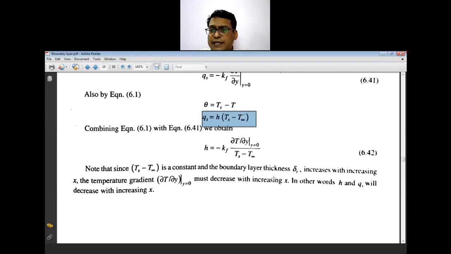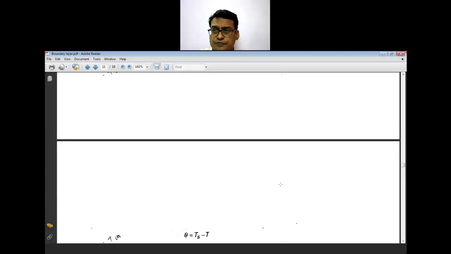Since Ts minus T infinity is a constant and the boundary layer thickness delta T increases with the increasing x direction, so this delta T upon delta Y must decrease with the increasing x.